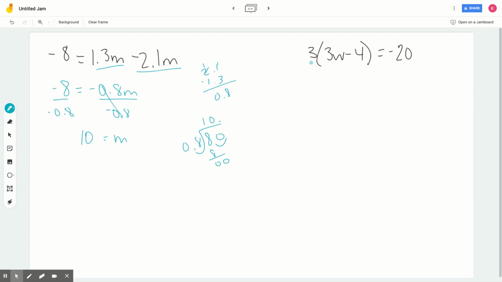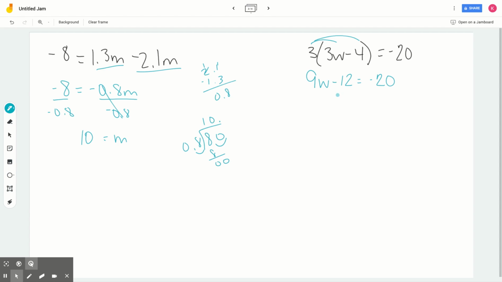Now you'll see here on this next problem, this one looks a little different. We remember that the number on the outside gets multiplied to everything on the inside. 3 times 3w is 9w. 3 times negative 4 is negative 12. Go ahead and try to finish this one on your own.